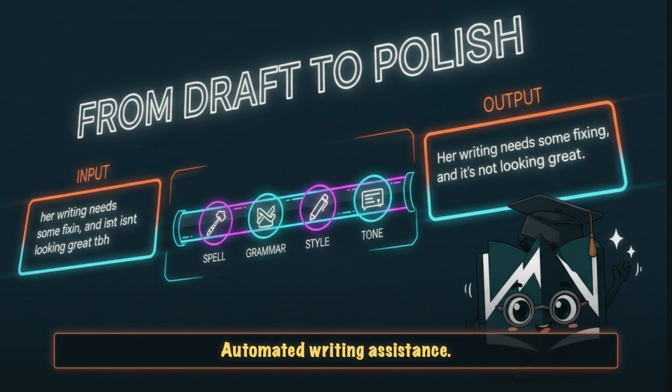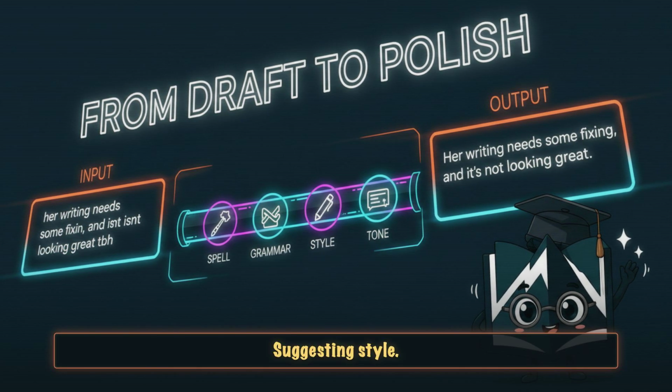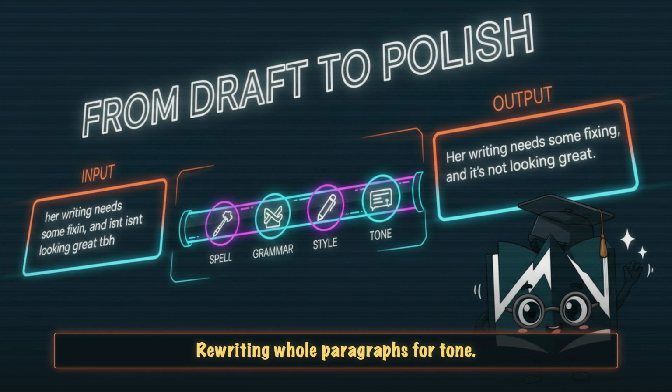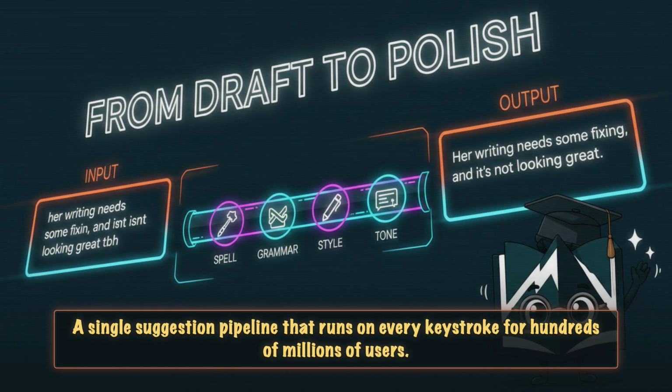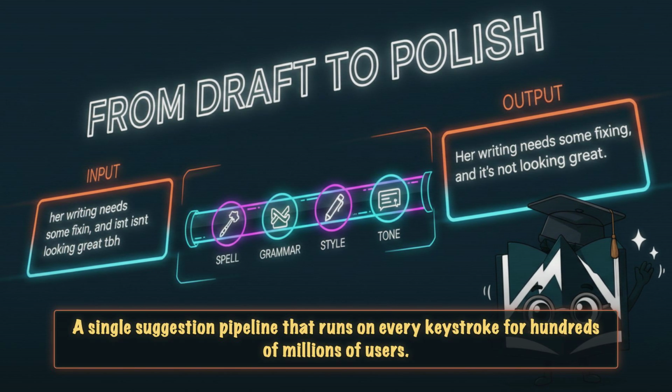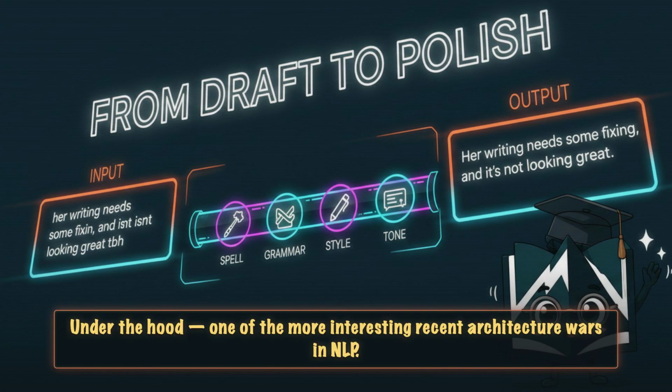Automated Writing Assistance. Not just fixing typos, fixing grammar, suggesting style, rewriting whole paragraphs for tone, a single suggestion pipeline that runs on every keystroke for hundreds of millions of users. Under the hood, one of the more interesting recent architecture wars in NLP?